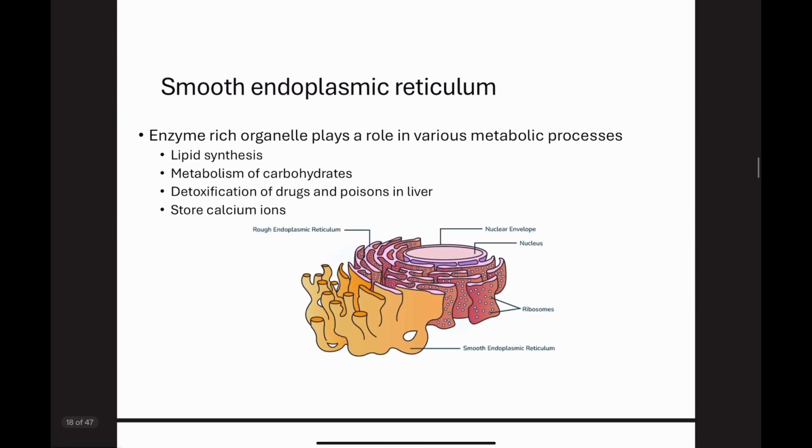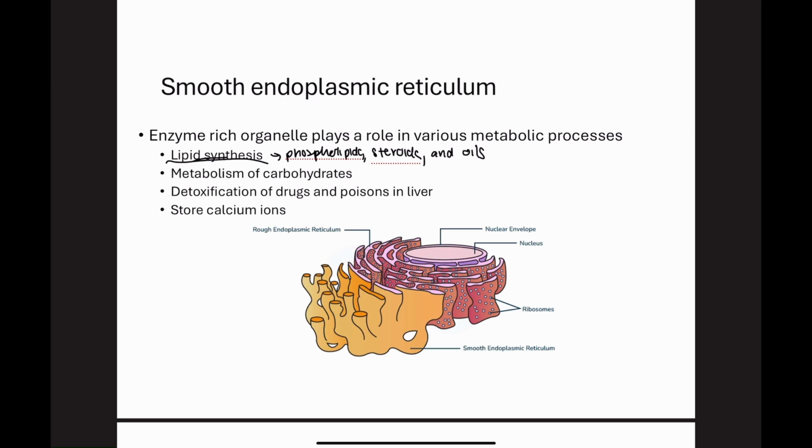So the smooth endoplasmic reticulum is an enzyme-rich organelle that is involved in multiple metabolic processes. Unlike the rough endoplasmic reticulum, the smooth endoplasmic reticulum lacks ribosomes on its surface, and it's going to specialize in non-protein related functions. And that includes lipid synthesis, right? It's going to produce phospholipids, steroids, and oils. And all of these are essential for the cell membranes and for hormone production.